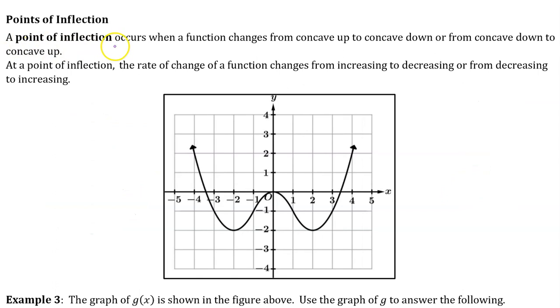A point of inflection occurs when a function changes from concave up to concave down, or from concave down to concave up. So for example, looking at this graph, we can see that it is concave up in this area, and then it is concave down in this area. So somewhere in between there must be a point of inflection. Also note that at a point of inflection, the rate of change of a function changes from increasing to decreasing, or from decreasing to increasing.